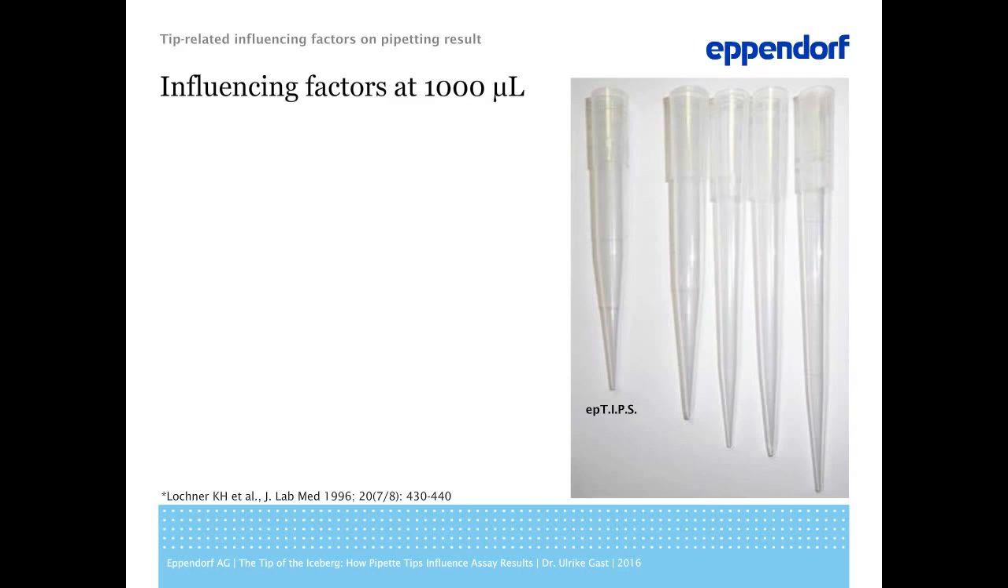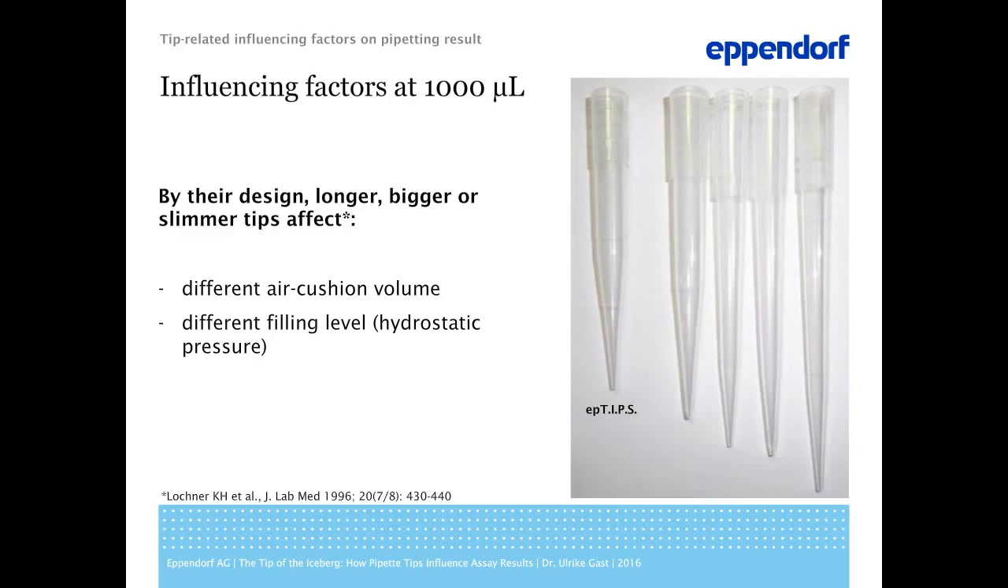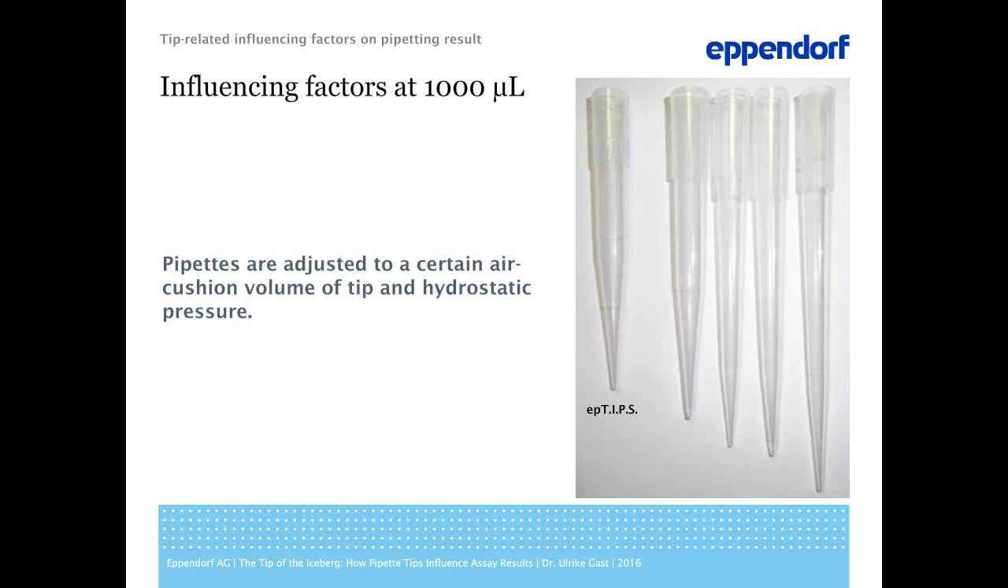And this brings us to an important fact. By the manufacturer, pipettes become adjusted to a certain tip design, meaning they become adjusted to a certain air cushion size and liquid filling level. So if an alternative tip is used, the system may not work within allowed error tolerances just because of the tip's design.